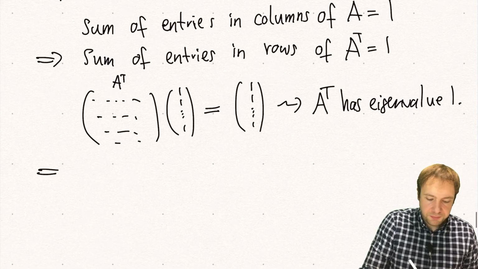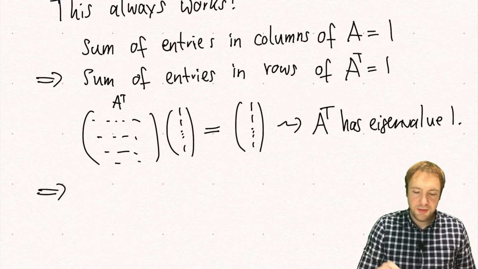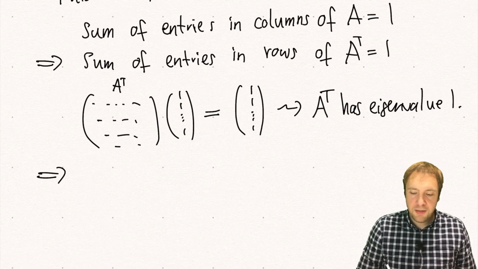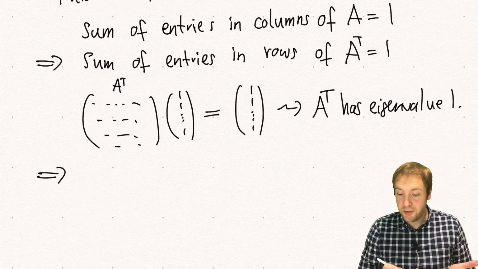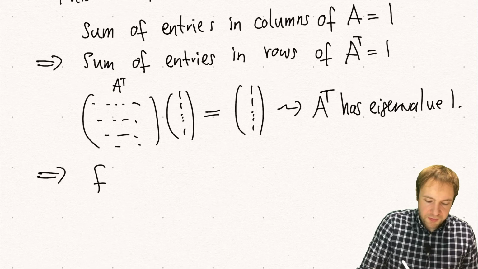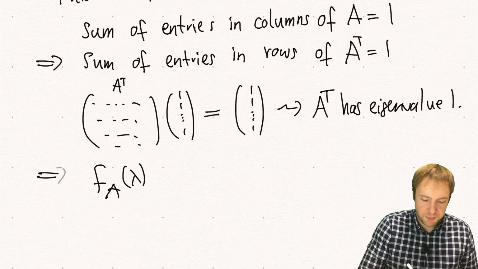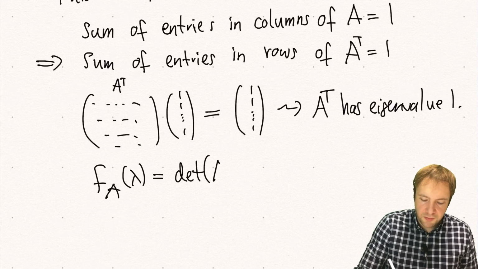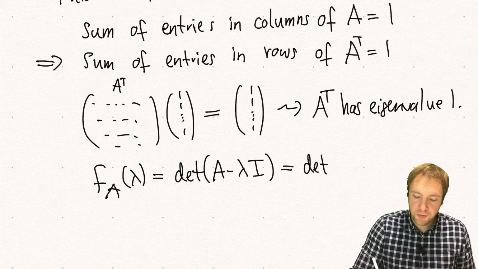But now, what is the connection between the eigenvalues of the transpose of a matrix and the matrix itself, where the eigenvalues of a matrix are the zeros of the characteristic polynomial? The characteristic polynomial of a matrix is given by the determinant of A minus lambda times the identity matrix. But we know that the determinant of a matrix is the same as the determinant of its transpose. So we could take the transpose here.